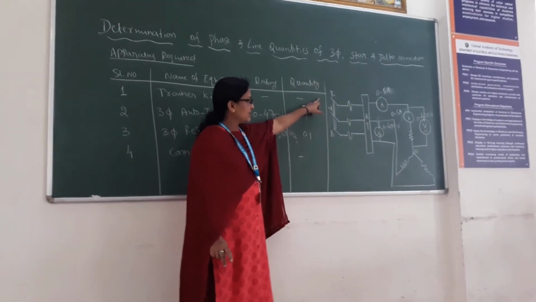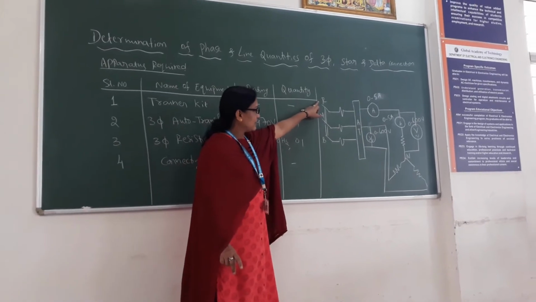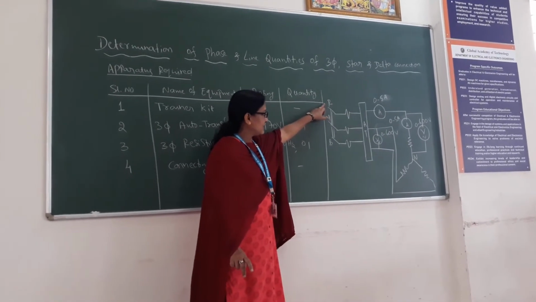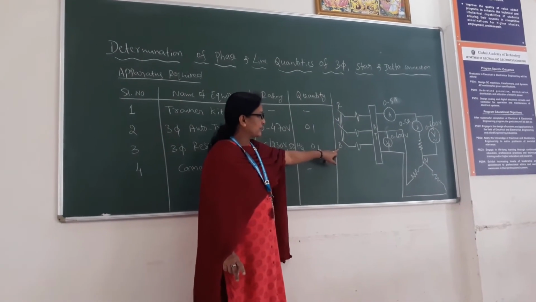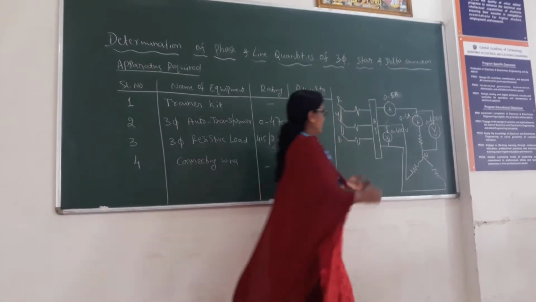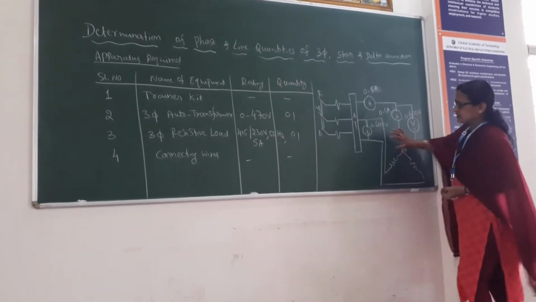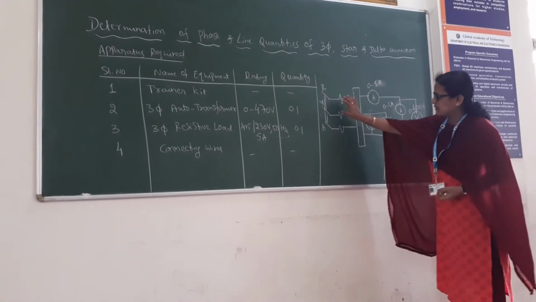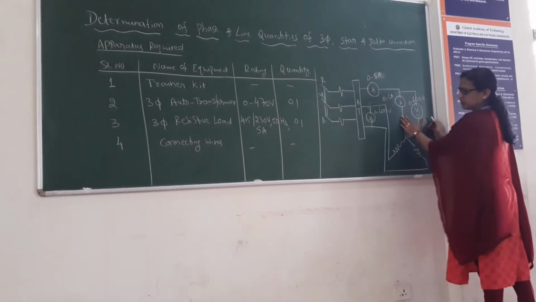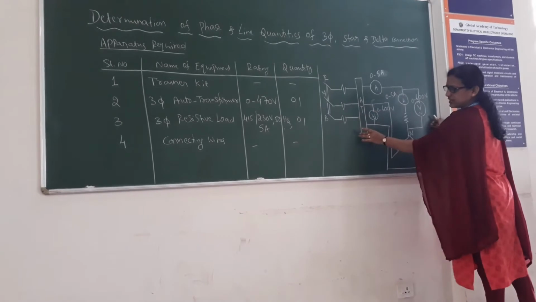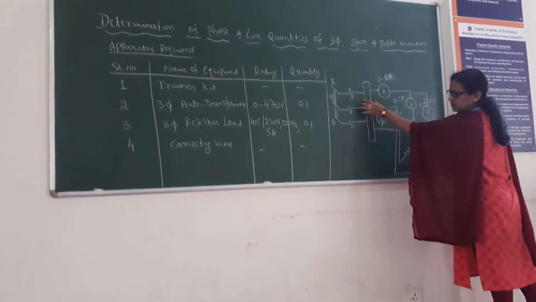Here, since there are three phases, we are using the color code to represent the phase sequence, that is R, Y, B, that is red, yellow, blue. Okay. So here, this is the load part, this is the supply part. From supply you are going to give it to this load by using the connecting wires. In between you are going to use the autotransformer to vary the voltage.